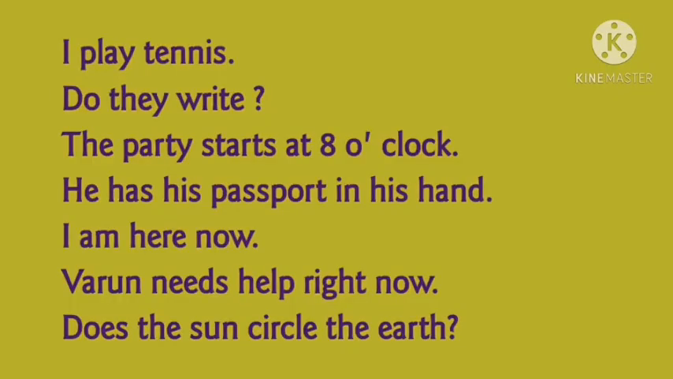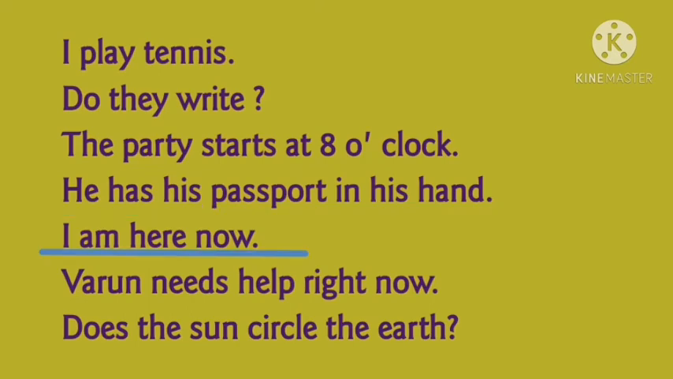Okay, let us see some more examples. I play tennis. Here, what is the verb? Play. Play is the present form of the verb. Next sentence. Do they write? Next sentence. The party starts at 8 o'clock. Next one. He has his passport in his hand.